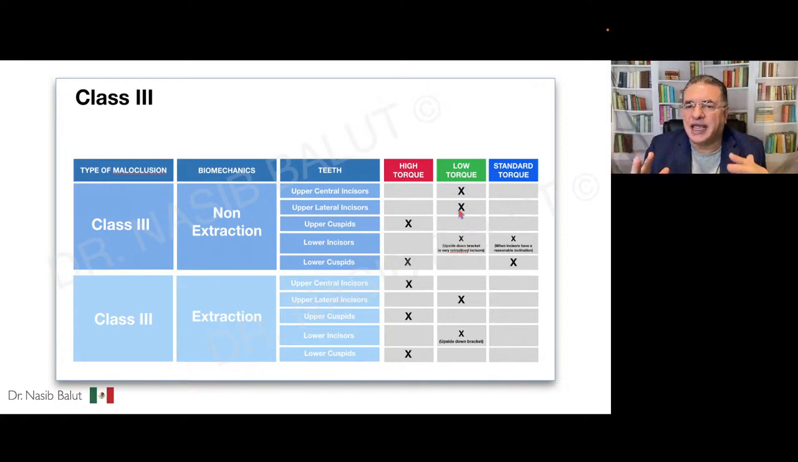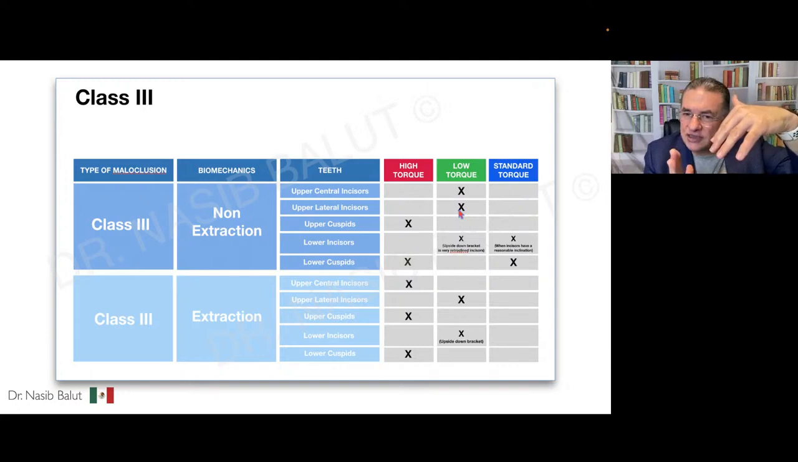In a surgical case, there are no high torque lower incisor brackets. So I like to place standard torque brackets, and I will add positive torque. But this is just in surgical cases. If the lower incisor is very retroclined, which is commonly seen in class 3 patients, then I won't put low torque brackets. I will place standard torque brackets.